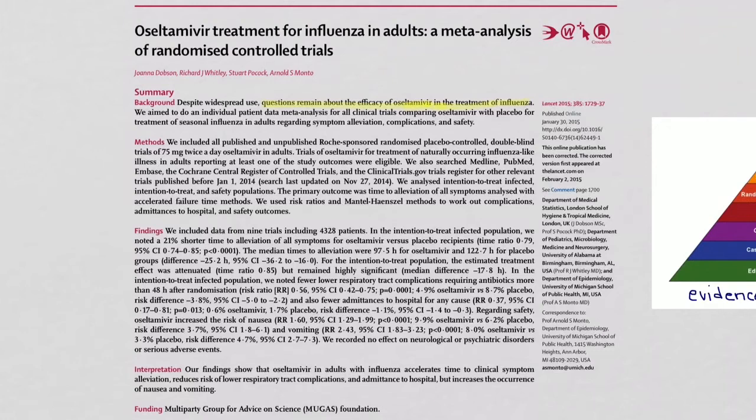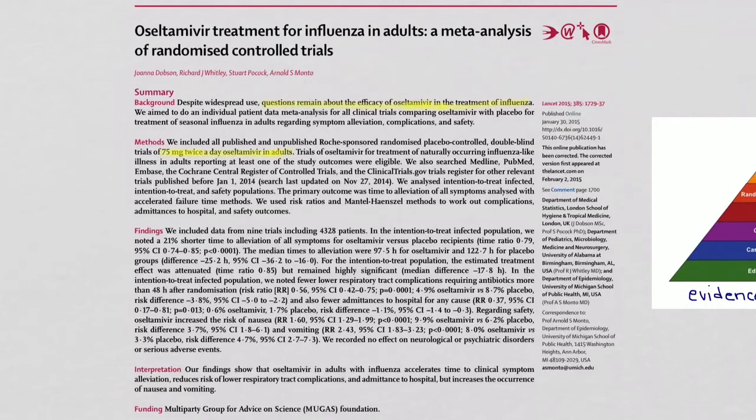And note that they included all published and unpublished studies that they could find, randomized controlled trials where there's a placebo and they're double blind, meaning the patients and the researchers didn't know what group the patients were in, whether they were taking Tamiflu. And all of the people in the treatment arm were getting 75 milligrams twice a day of oseltamivir. Okay, so there were these similarities across the studies.